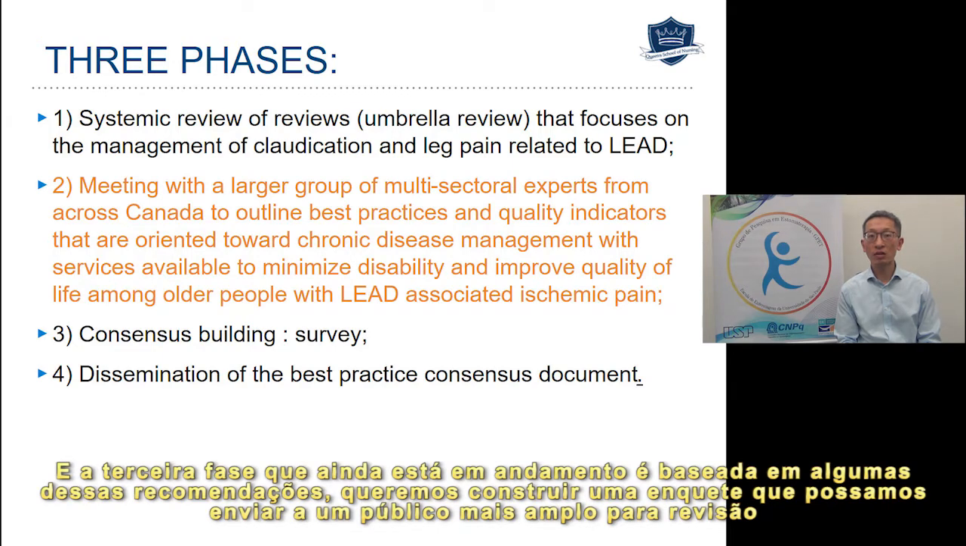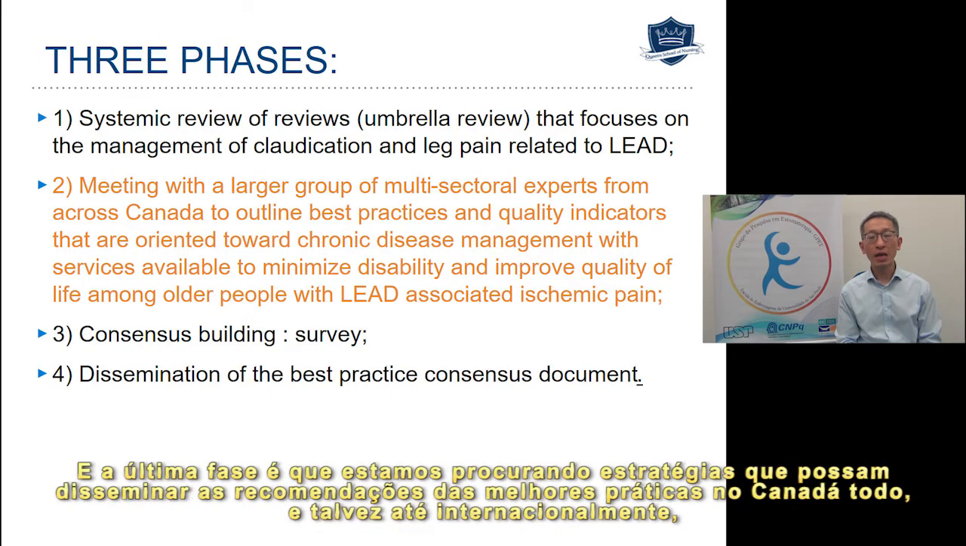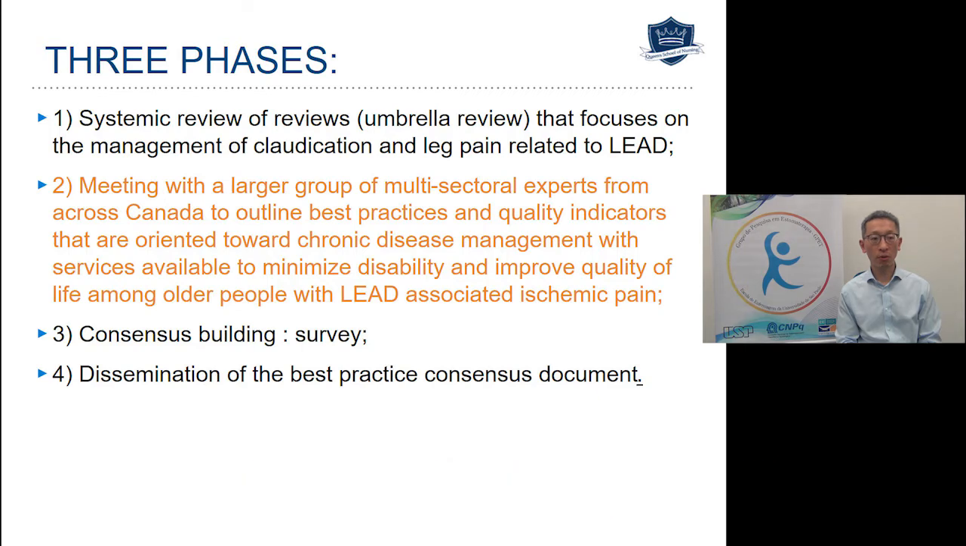And then the third phase that's still in process is based on some of those recommendations. We want to construct a survey that we can send to a broader audience for review, and also to get feedback to determine whether those recommendations are sound and reasonable for them to implement in practice. And then the last phase is we're looking at strategies that we can disseminate the best practice recommendations across Canada and perhaps even internationally, to look at different ways to make sure that we provide better care for this cohort of people.